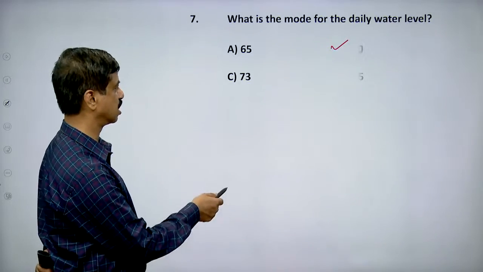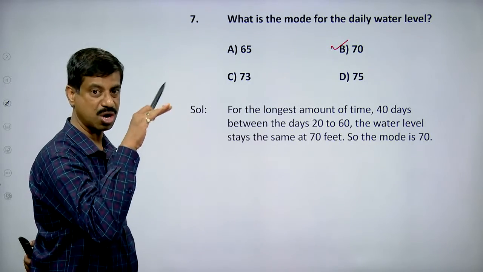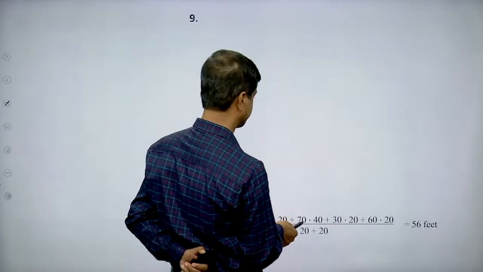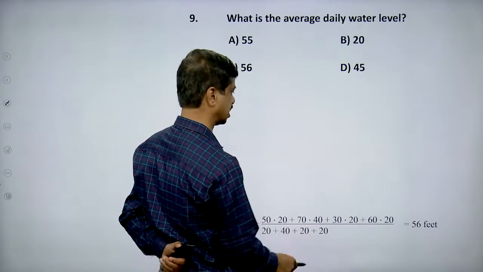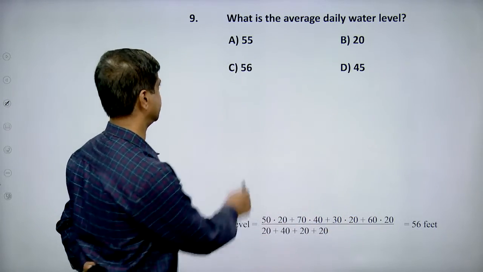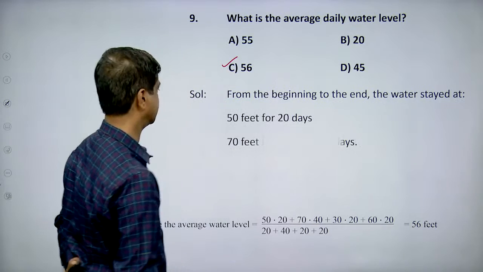So that is the total level of water or total water available in how many days? Sum of all these days, children. Sum of all these days. So 20 plus 40 plus 30 plus 20, which is found out to be 56 feet. So average is 56 feet. Quick, children.